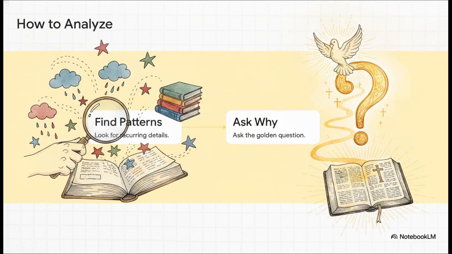Step 1, look for patterns in the text. Are there recurring colors, unusual objects, maybe a weird obsession with the weather? And step 2, ask the golden question. This takes all that abstract reading and turns it into a clear, actionable procedure.